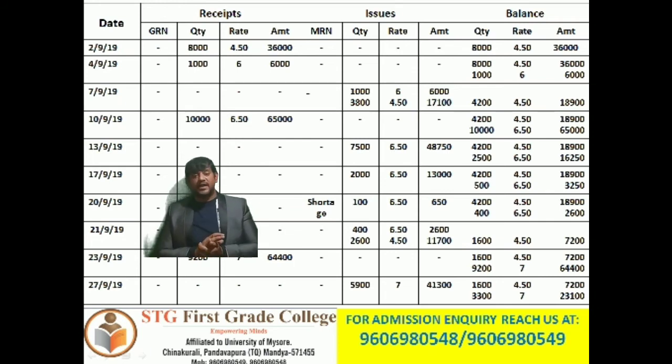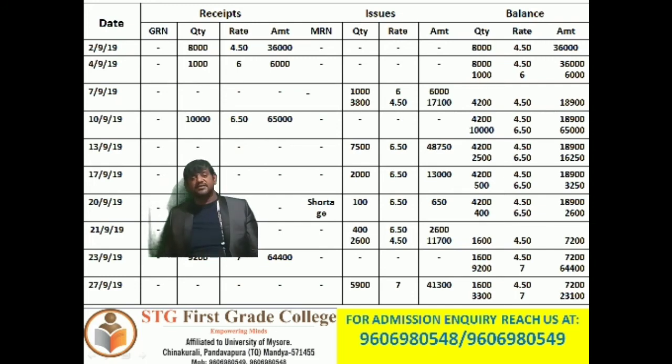So go to the balance column, that is 1,600 units at rupees 4.50 per unit. That remains the same, 7,200 rupees. And whatever 9,200 I have purchased on 23rd also reflected under balance. So 9,200 units at rupees 7 per unit, 64,400 rupees. So this is the balance on 23rd September.